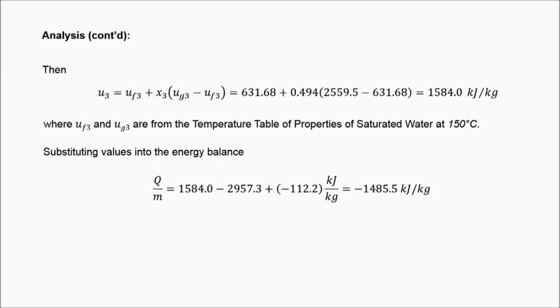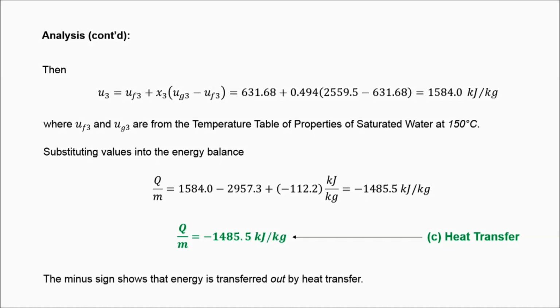Substituting into the energy balance the numerical values for the internal energies at states 1 and 3 and the work per unit mass for the process, we get the following, giving us a value Q over m equal to minus 1485.5 kilojoules per kilogram for the heat transfer through the overall process. This is the answer we were seeking for Part C. The minus sign shows that energy is transferred out by heat transfer, corresponding to a net cooling.